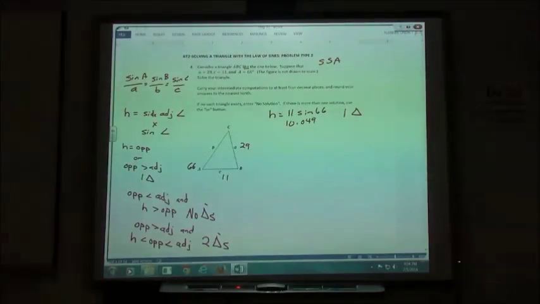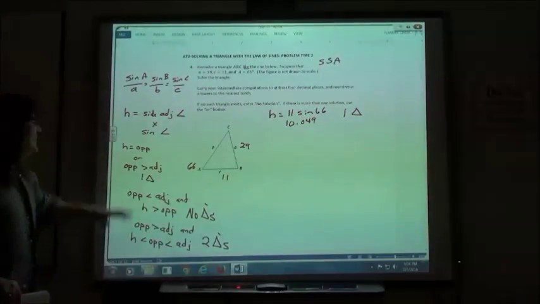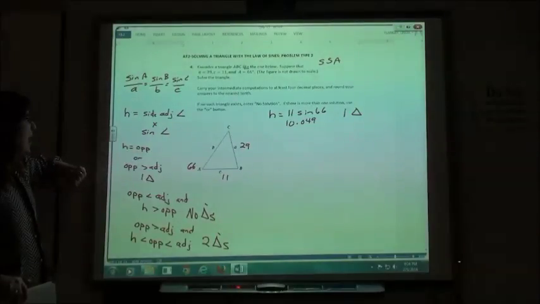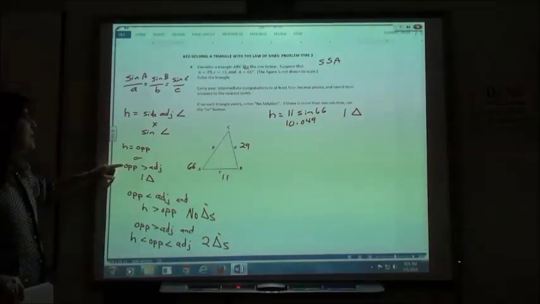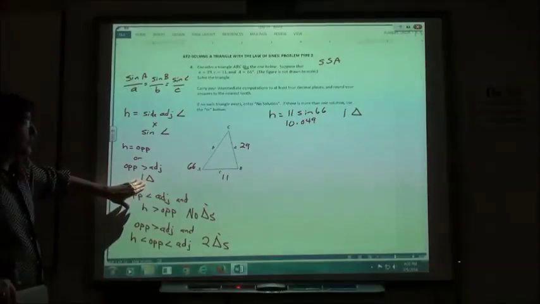0, 1, or 2 are your only choices. So in this case, we've already figured it out. H was not equal to the opposite side, but the opposite side is greater than the adjacent side. We're going to have only one set of answers.